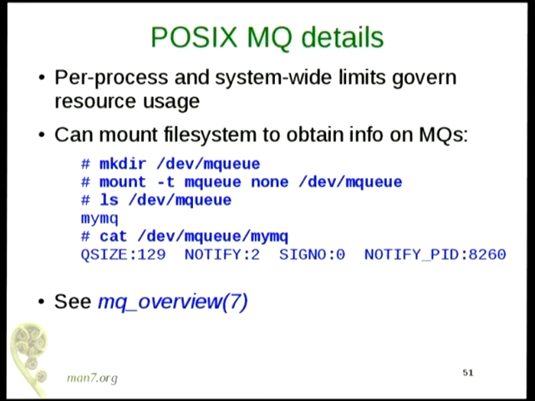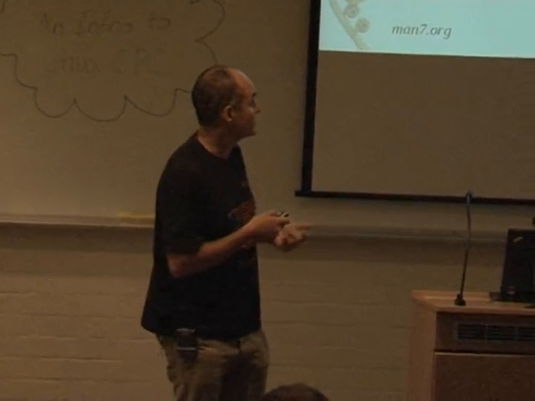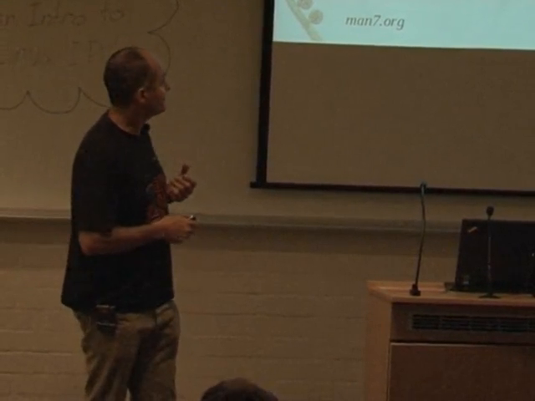So I've got one queue there, mymq, and if you cat that file, you get certain information about the message queue: the number of bytes in the queue, the current notification method. I forget what 2 is. I think it is notification by thread. So you've got 0, 1, and 2. 0 is no notification. 1 is signals. 2 is thread notification. And if some process has set itself up to be the receiver of notifications for that message queue, you can find out the PID of that process there. Much more detail in the MQ overview page.